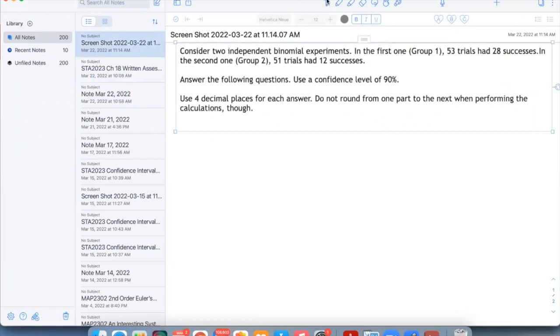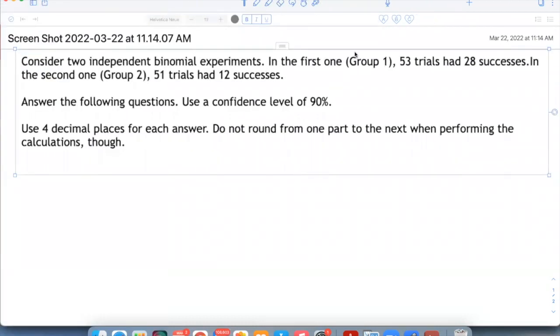Okay, first thing we got to realize is we're doing proportions, not means. Everything on test 3 is going to be proportions. We won't have any X bars. We won't have any sigmas. It's all proportions. Everything on test 4 is means.